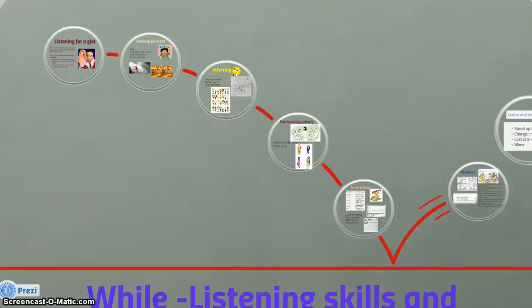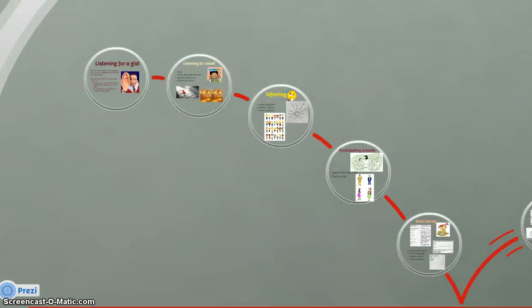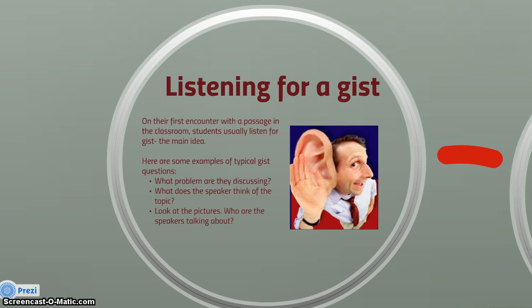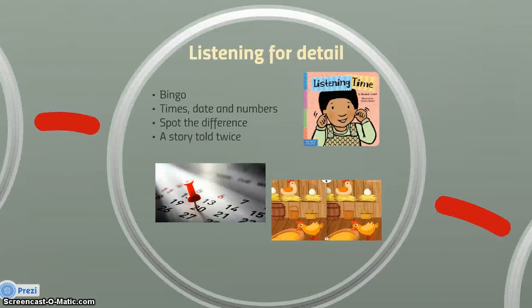Now, while listening, we have to take into account which kind of activity it is. If it is listening for gist, it's just for a general idea. For example, what problem are they discussing? What does the speaker think of the topic? They just have to take an idea from the recording, but not reproduce exactly what they listen to, using their own language. Different from listening for detail.